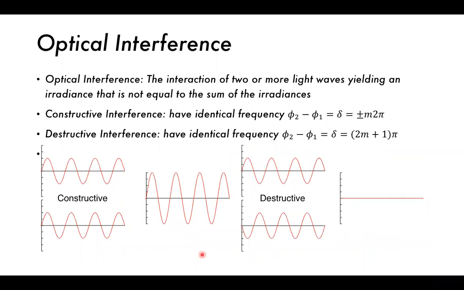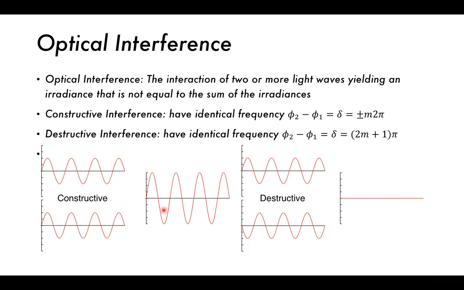So here it is in a simpler sense. This is optical interference, the combination of multiple waves. We have constructive and we have destructive interference. Optical interference is the interaction of two or more light waves yielding an irradiance that is not equal to the sum of the irradiances.